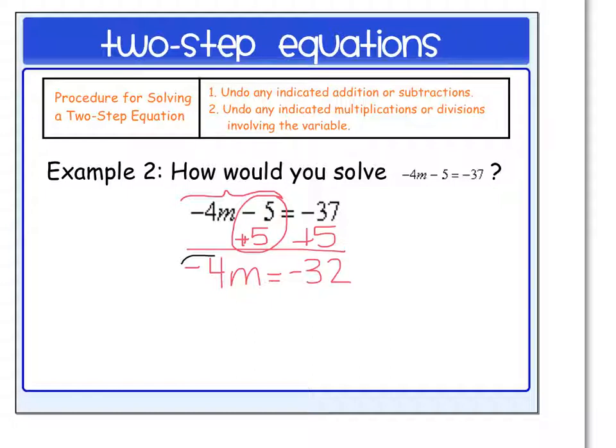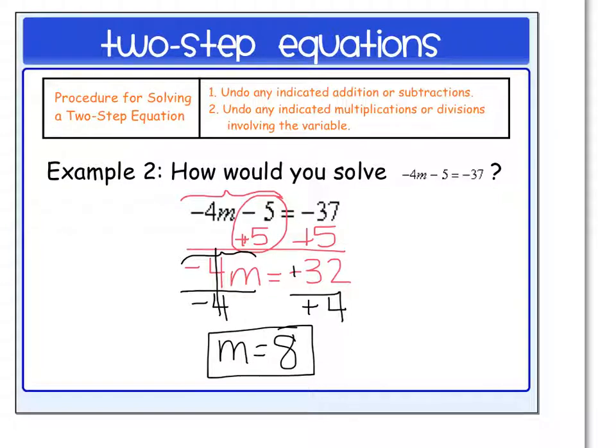Again, we still have something connected to our variable. We've got a negative 4. Now, when a number is right next to a variable, they're held together by multiplication. And in order to undo multiplication, we have to divide. So I'm going to divide by negative 4 to undo that negative 4. Negative 4 over negative 4 is 1, which is exactly what we want. We want 1m. And that's going to equal negative 32 divided by negative 4. A negative and a negative is positive, and 4 goes into 32 8 times. So we get m equals 8 for our answer.